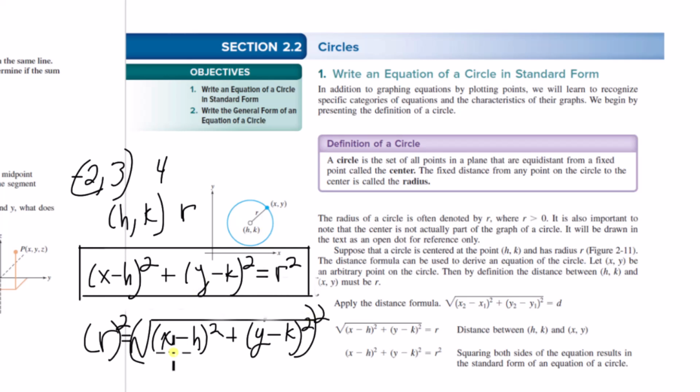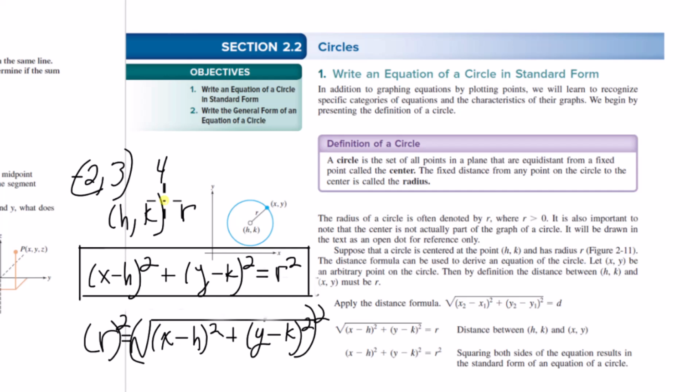Now, notice, though, that the h and the k can be any point in the entire plane, as long as each coordinate is a real number, it can be any point you want. But it would make no sense to specify a negative radius.